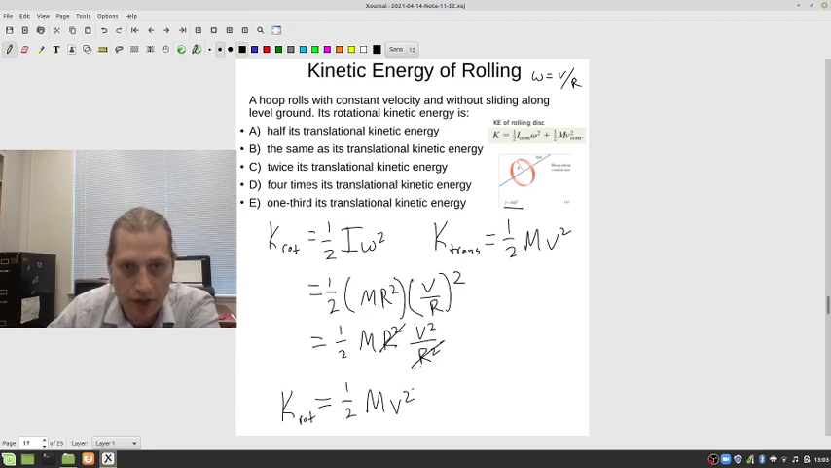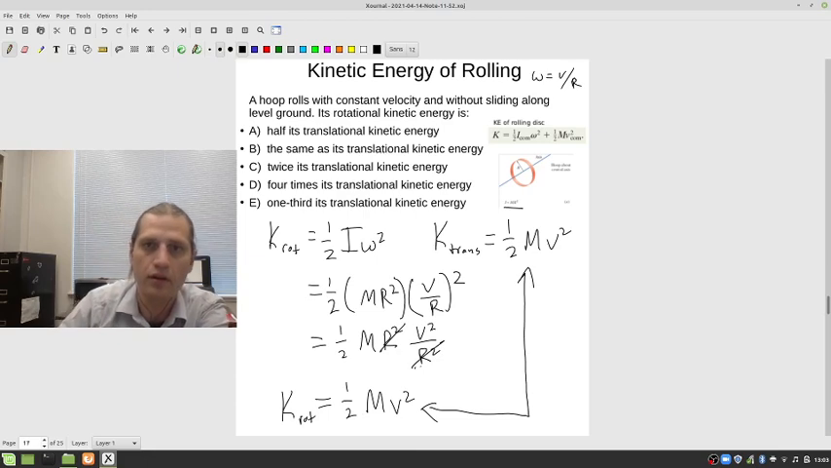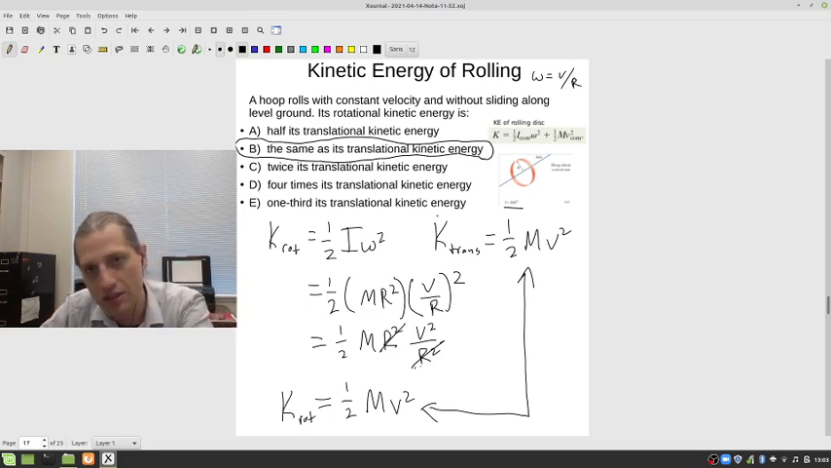We started out with this, we did some work, we found this, and I want you to compare that to your translational kinetic energy. And I think you can see those are the same. So in this particular case, it's the same as the translational kinetic energy. That would not be the same necessarily if you had this as a disk or something like that. So be forewarned.